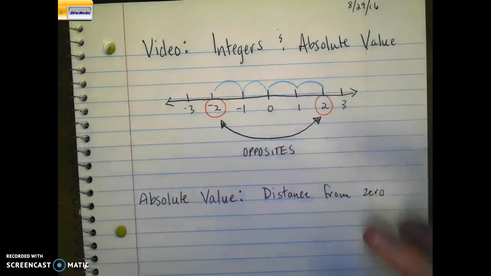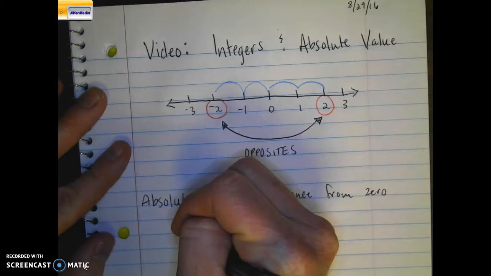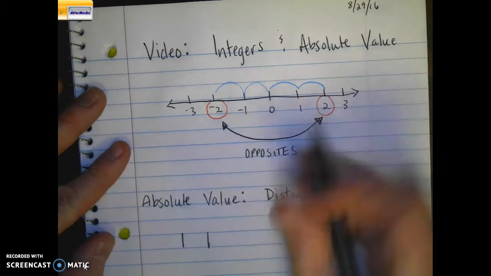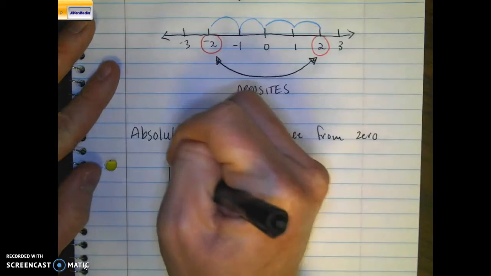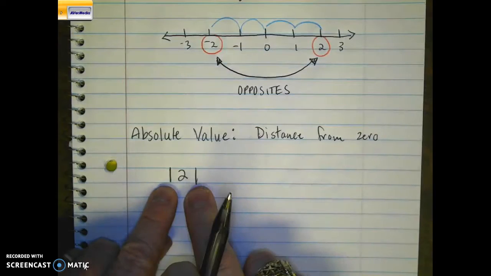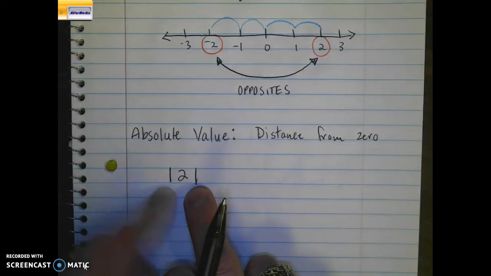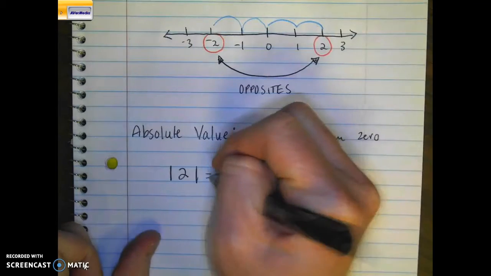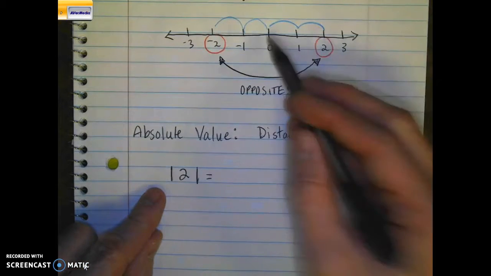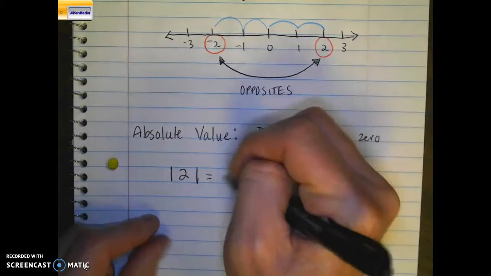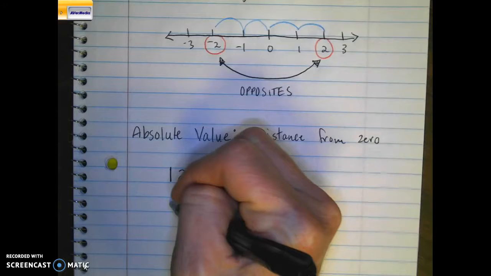Now, how do we know when someone wants the absolute value? Well, they use these little bars right here. So I'm going to take our 2 and I'm going to put it inside these little bars. So this is asking me, hey, what is the absolute value of 2? Which is asking me, what is the distance from 0? Well, 2 is 2 spots from 0. Or you can go 1, 2. The absolute value of 2 is 2. Weird.